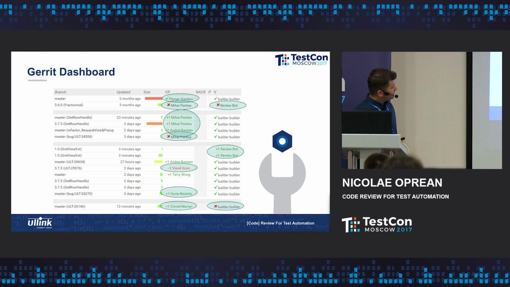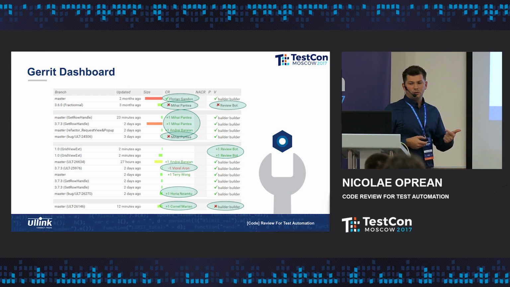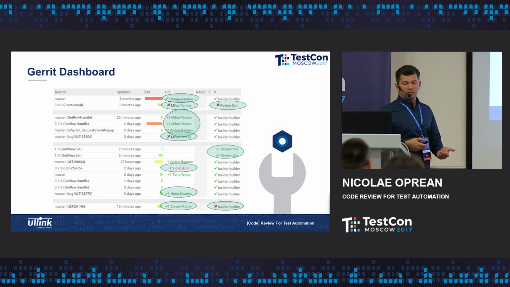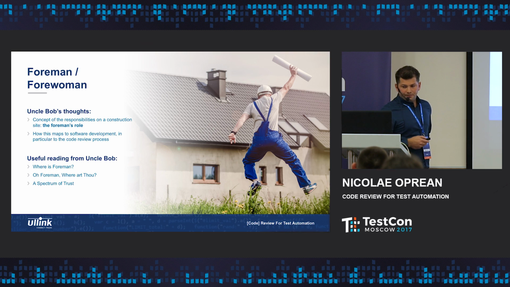So let me summarize for you a bit what we discussed so far. We talked about the initial problem we faced when we decided to focus on automation, when we started implementing the code review process, and seeing the benefits of the code review. So now let me tell you a few words about the foreman.